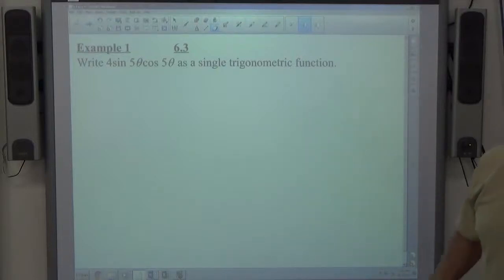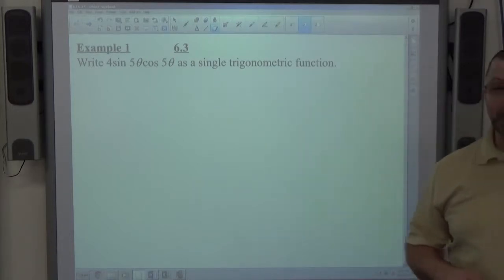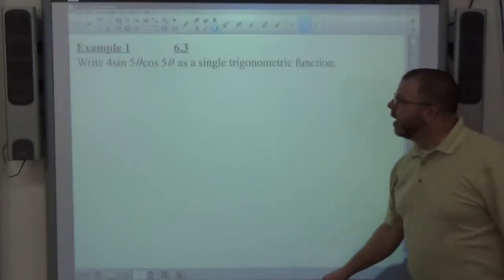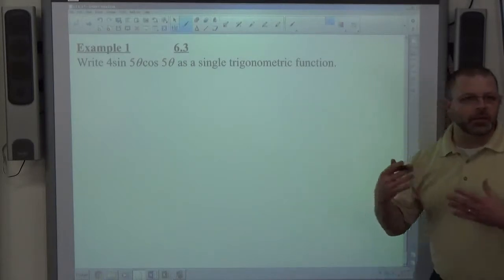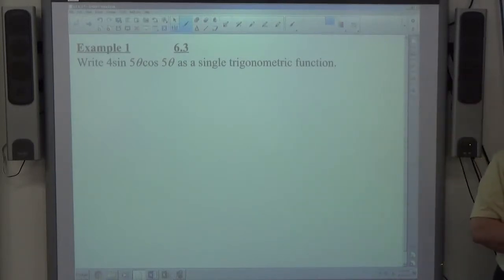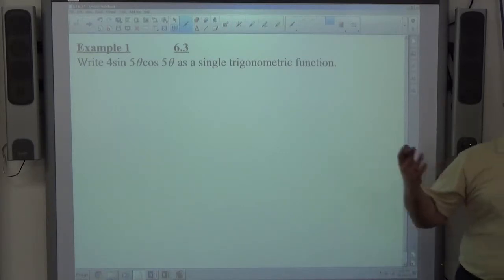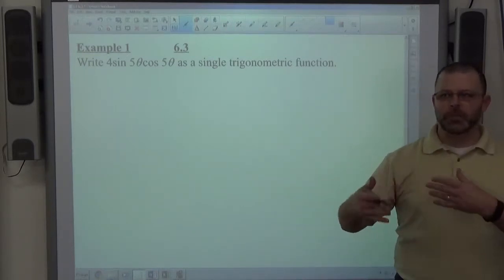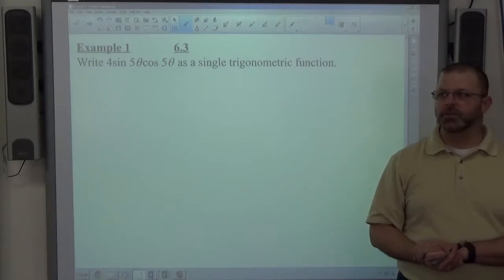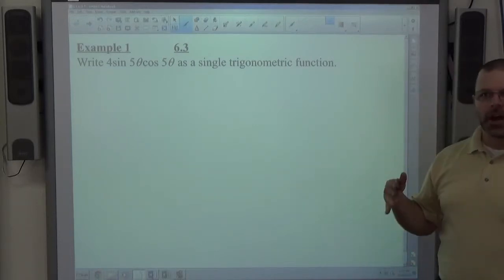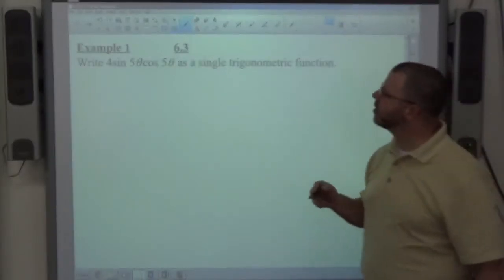Chapter 6.3. Today we're going to tackle the double angle identities. These are identity numbers 35, 36, 37. Basically we're going to do the same thing we did with the sum and difference formulas. We're going to write things as single trigonometric functions. We're going to be given a sine, cosine, or tangent value, and then we're going to be asked to find sine and cosine and tangent of 2 theta or whatever. So it's some of the same types of things that we've done in the other chapters, just with new identities.